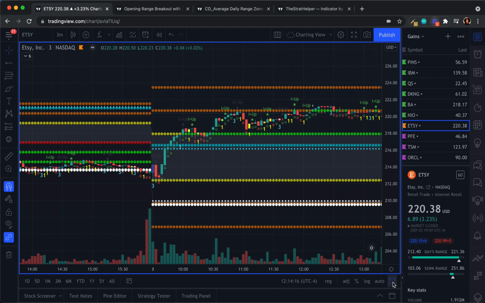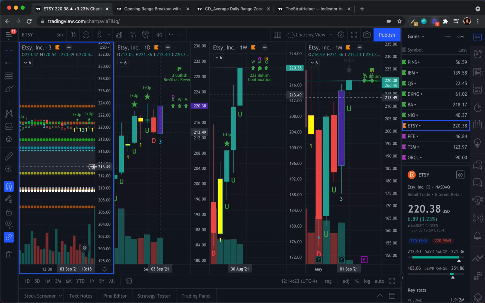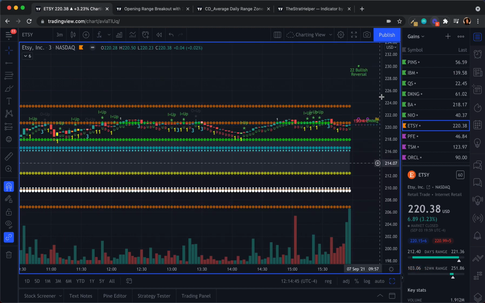So if I click this, that's going to toggle me back to my 4 kind of window pane setup. So using 4 windows is something that TradingView puts onto one of their paid plans. So unfortunately, you won't be able to do this unless you have a paid plan. However, it is very easy to toggle back and forth between different views. And I'm pretty sure you can do at least 2 panes.